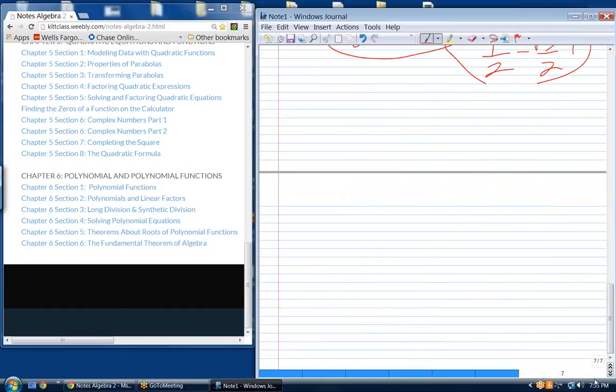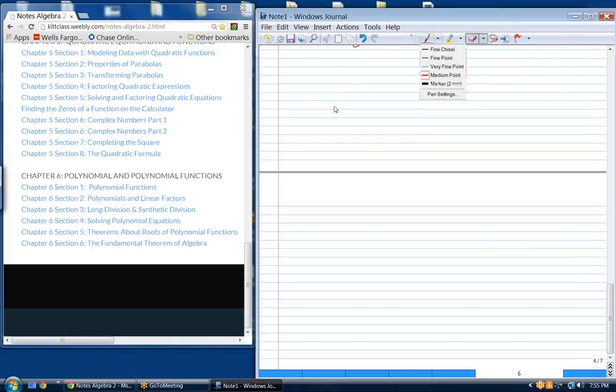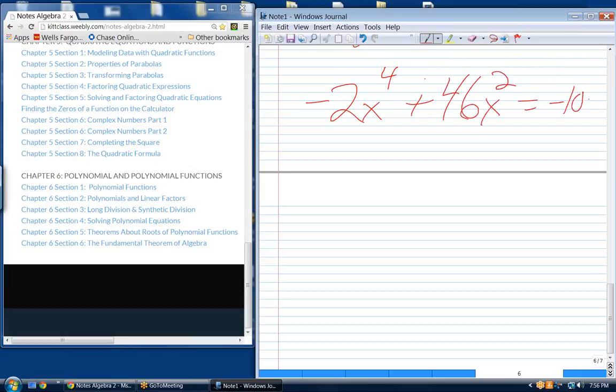All right, let me give you another one. Let me make one up. What about when they are set not equal to 0? Give me an example. -2x to the 4th plus 46x squared equals -100. Notice that we're going to look for 4 solutions here.